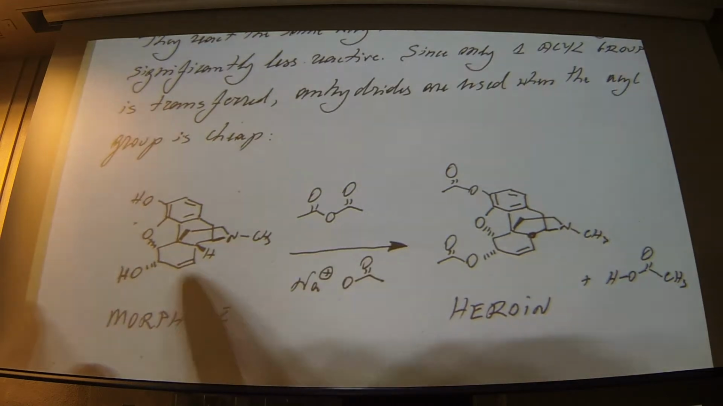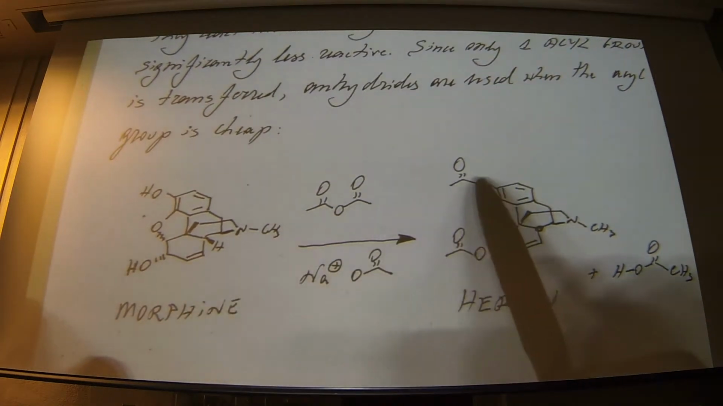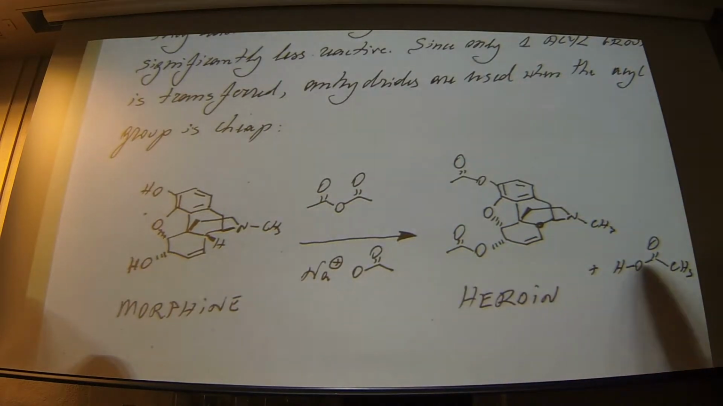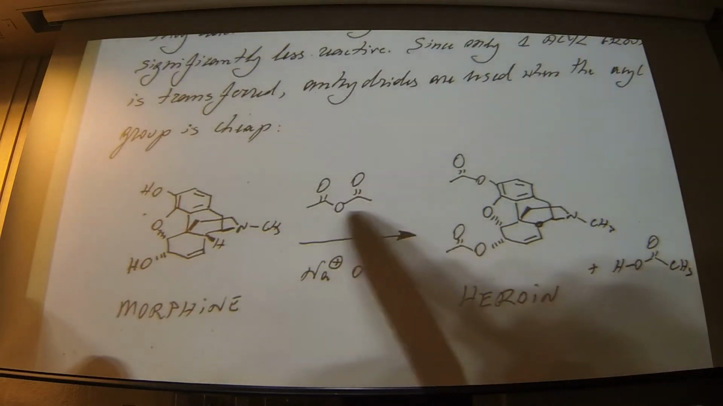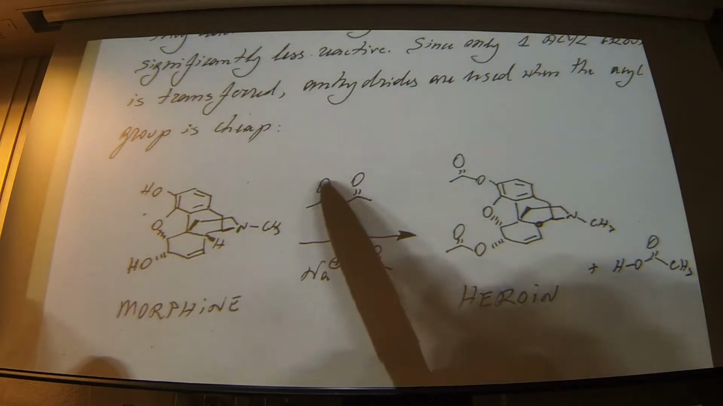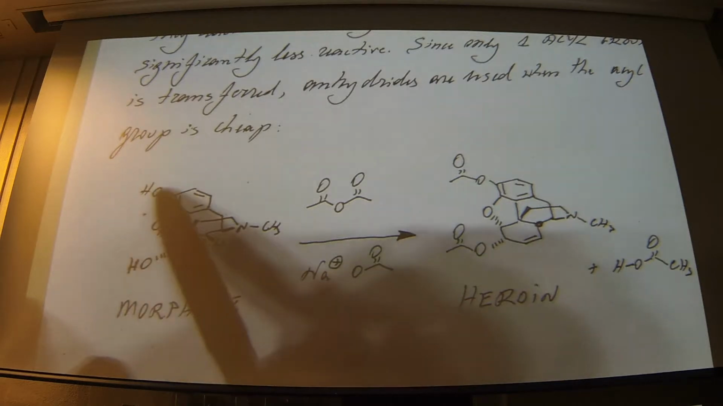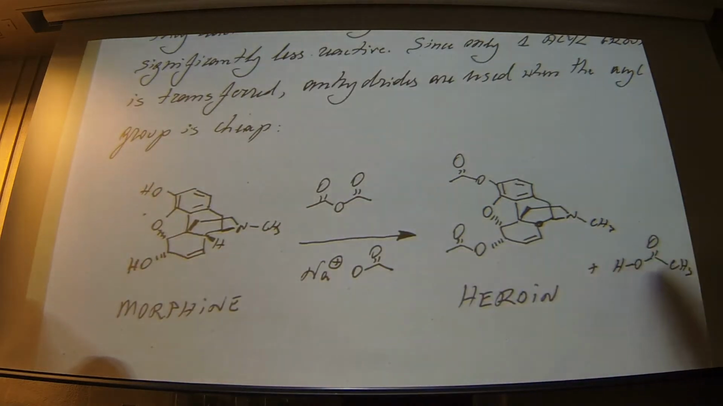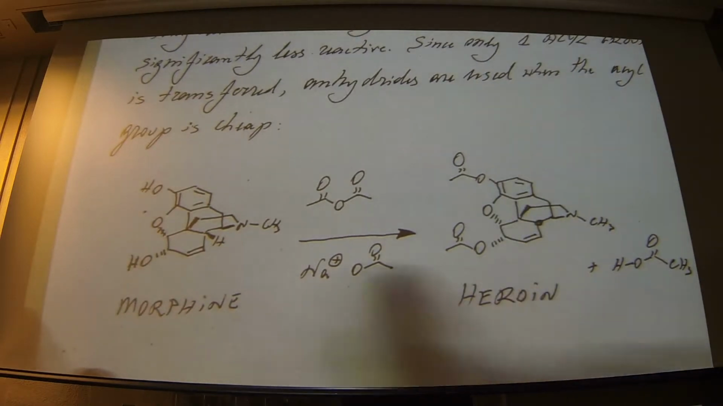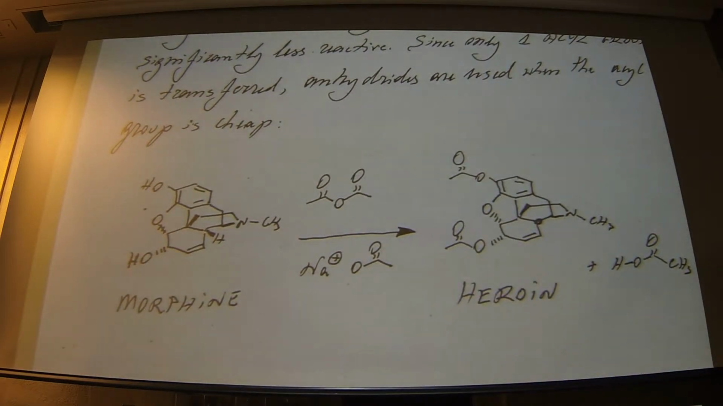So if I take morphine, for example, and I acetylate these two alcohols with acetic anhydride and sodium acetate, then I end up with acetic acid. That's from one of these. And so the left-hand piece ends up here, the right-hand piece, if you will, ends up as acetic acid. This is not balanced, I know that. Diacetylmorphine is heroin.